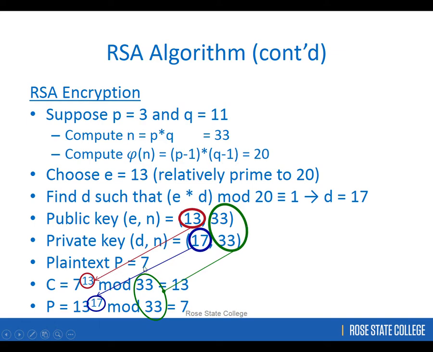So if I give you the plain text, you go 7 to the 13 mod 33 gives us 13. 13 raised to the 17 mod 33 gives us 7. So it works perfectly. So you should be able to do everything except for the D at this point. Correct? Yeah. Okay, just making sure.